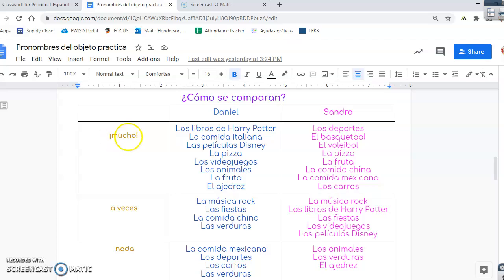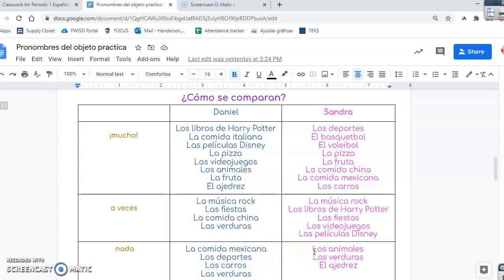We have a sliding scale of how much they like something. There are things that they like mucho, les gusta mucho, les gusta a veces, y no les gusta nada. So of course you already know they like it a lot, they like it sometimes, they don't like it at all. And you can see exactly what Daniel likes a lot, what he likes sometimes, what Sandra likes sometimes, and what they don't like at all.